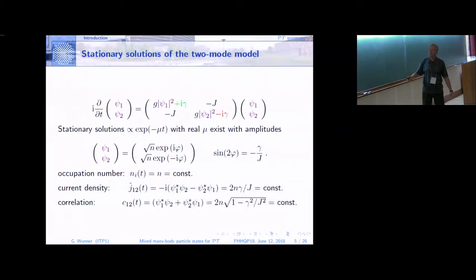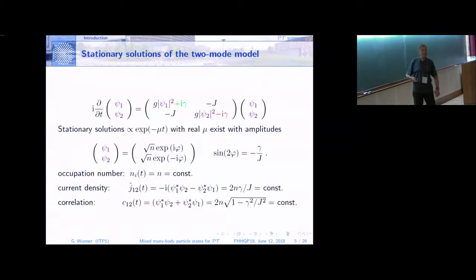Then the occupation number in each well is constant. The current density between the two wells is constant, given by this term, and the correlation, which is the one with the plus sign, is also constant. So stationary conditions.